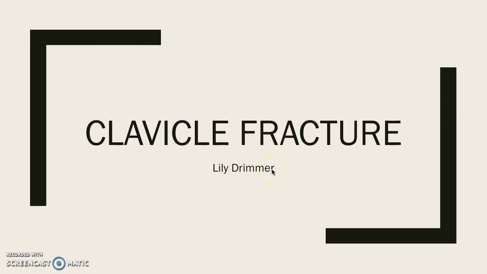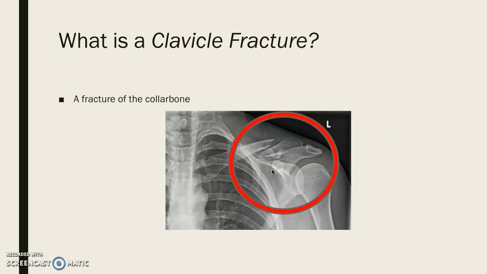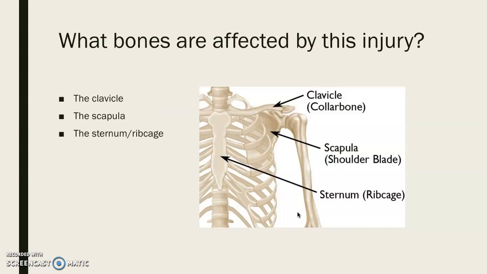Clavicle fractures. So what is a clavicle fracture? A clavicle fracture is a fracture of the collarbone, illustrated by this image right here. What bones are affected by this injury? You have the clavicle, obviously, the scapula, which is your shoulder blade, and the sternum or your rib cage, which are all affected by this injury.